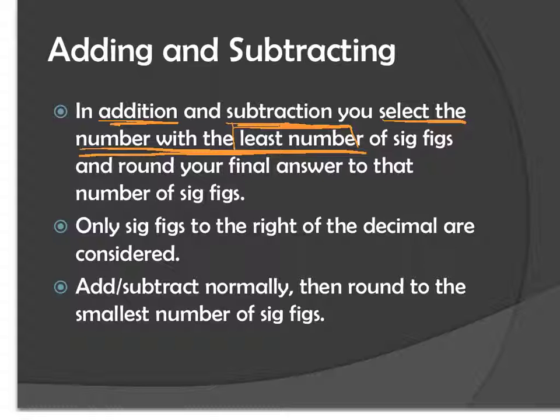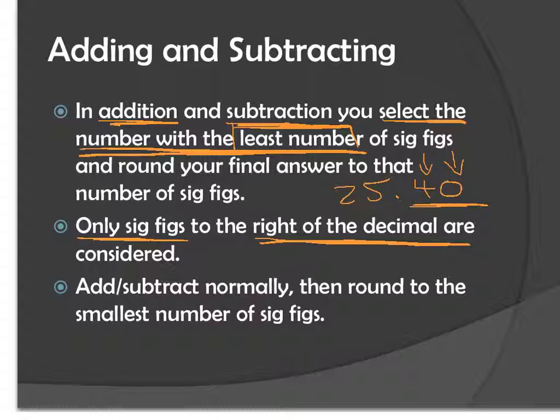In adding and subtracting, we're only going to be looking at sig figs to the right of the decimal. So if we have a number like 25.40, we're only going to be looking at these numbers. So over on this side, we have 2 sig figs. The 4 is significant because it's a non-zero digit. The 0 is significant because it's a trailing 0 in the decimal portion.